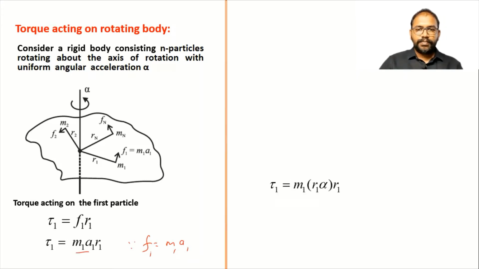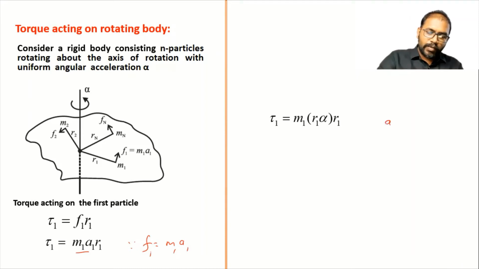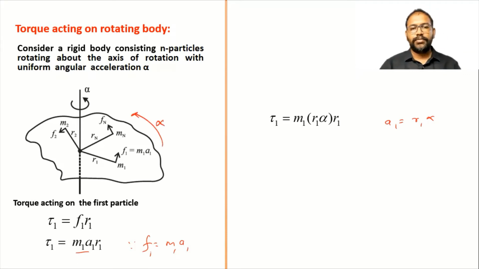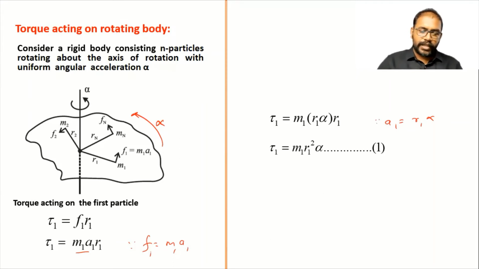Now next step, this a1 we can write. You know that a is equal to r alpha, the relation between linear acceleration and angular acceleration. For the first particle, a1 is equal to r1 alpha. We are not writing alpha 1 here because alpha is the same for all the particles. So here we get this step. Now r1 square. So we get the torque acting on the first particle, and it is m1 r1 square alpha.